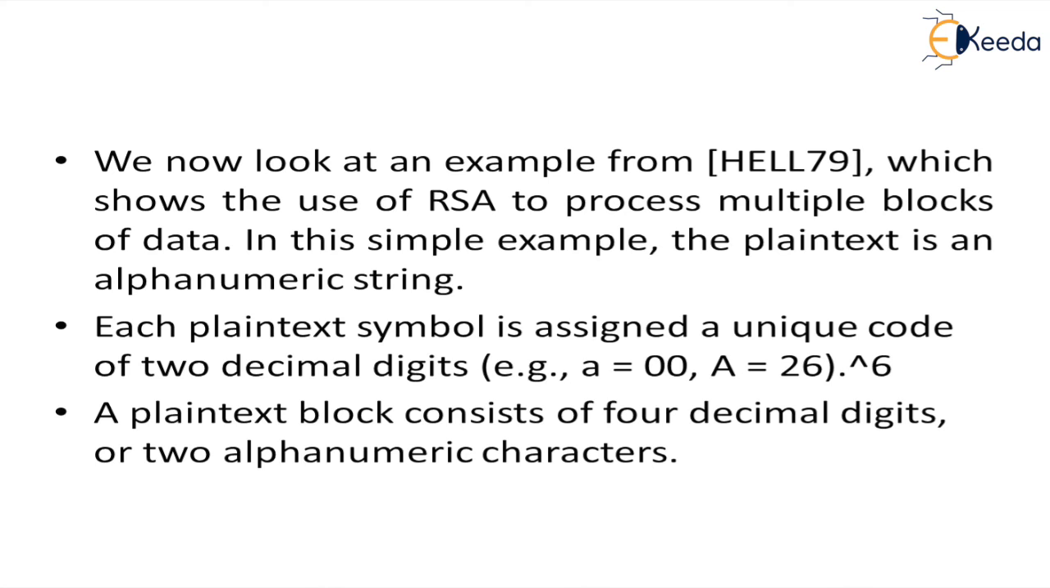Now we are going to look at the example given by Hellman in 1979, which shows the use of RSA to process multiple blocks of data. In this simple example, the plain text is an alphanumeric string. Each plain text symbol is assigned a unique code of 2 decimal digits. The plain text block consists of 4 decimal digits, or 2 alphanumeric characters.